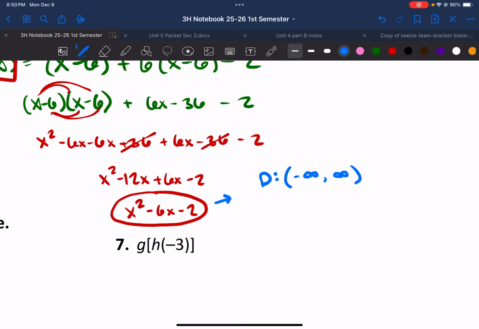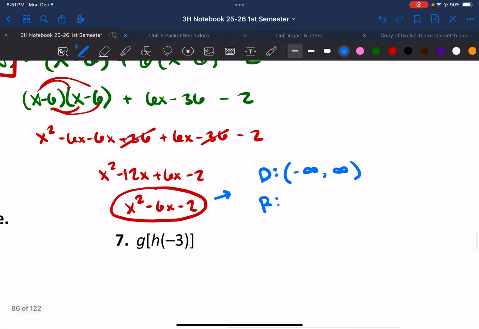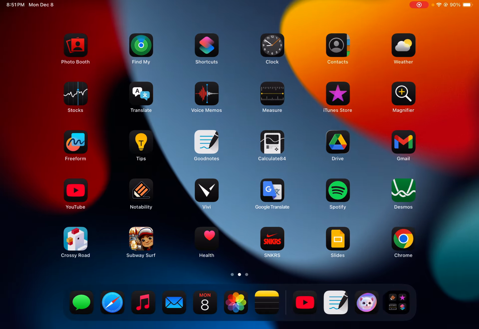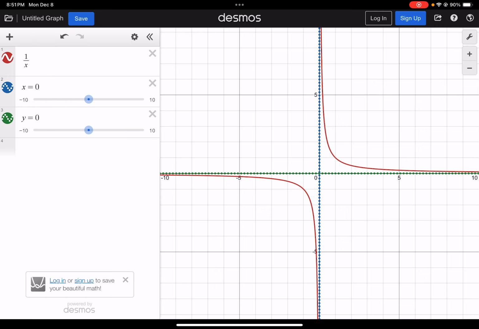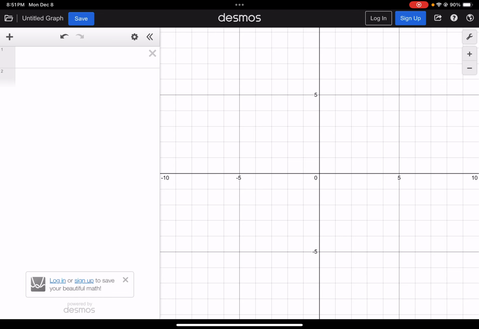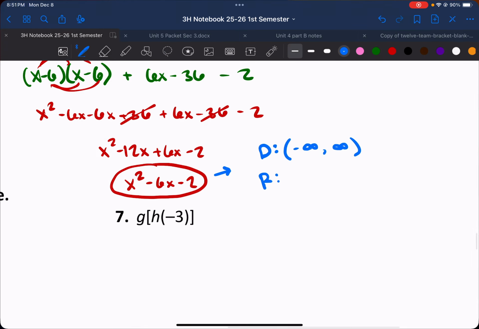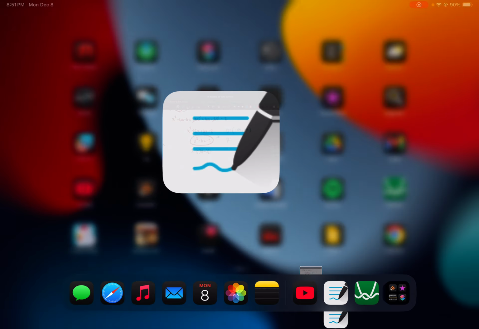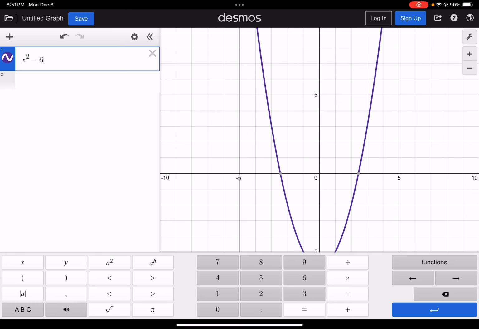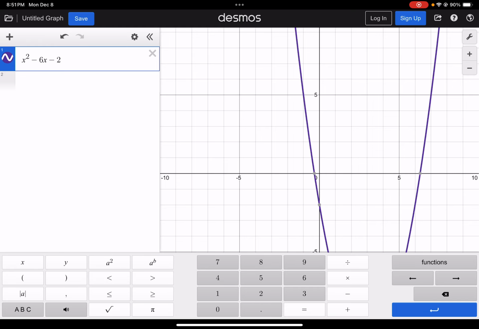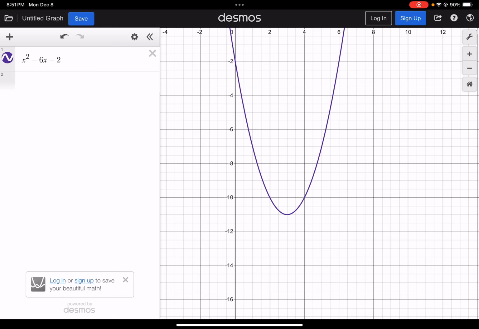Okay, now we need to think about what the range would be. What is the range of this equation? Well, maybe we need to take it over to Desmos. Let's visualize this. X squared minus 6x minus 2. This guy reaches all the way down to negative 11.